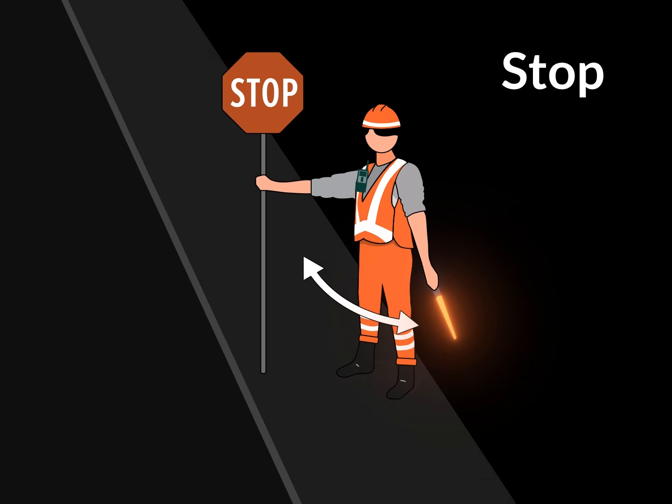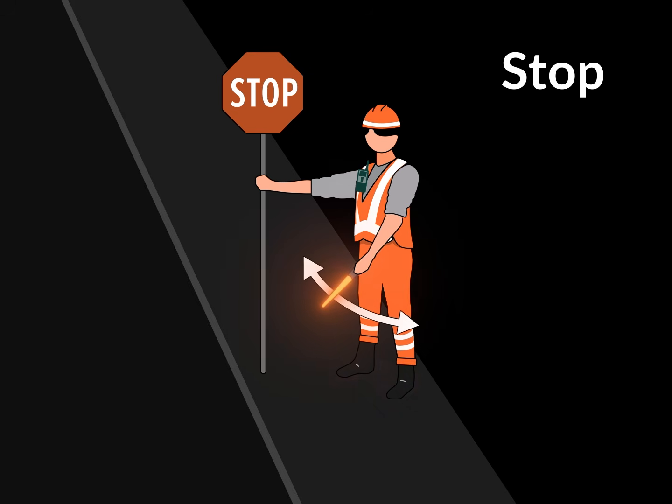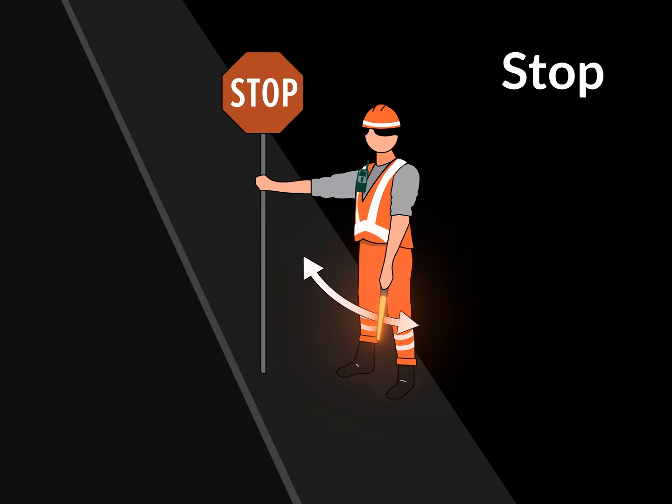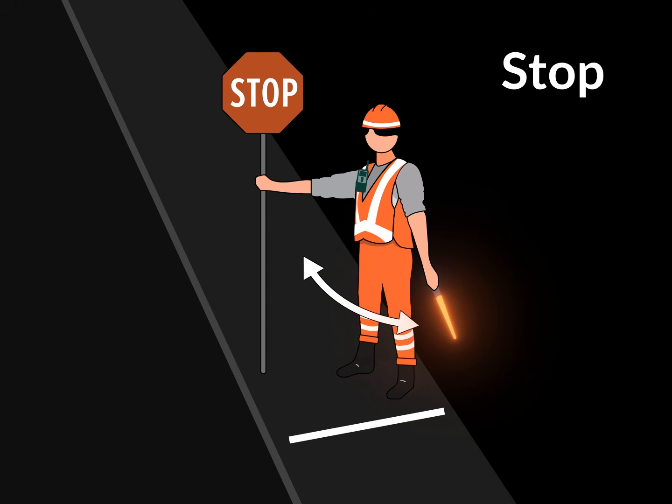To signal for vehicles to stop, hold the flashlight with your left arm extended down toward the ground. Then slowly move the flashlight from left to right, stopping at a 45-degree angle. For added emphasis, you can use the flashlight to point to an imaginary line where the vehicle should stop.